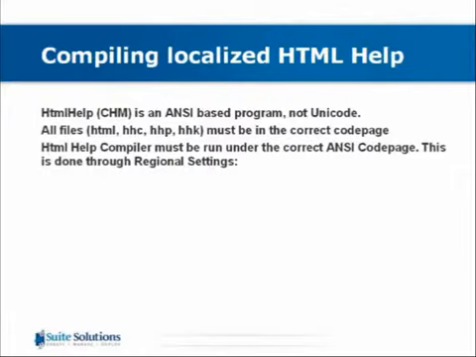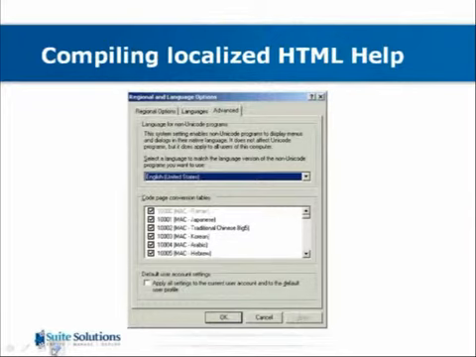So everything must be in the correct code page. You have to move everything to the correct code page, like we showed a couple of screens previous. But not only that, the HTMLhelp compiler, the one that takes all your files and compiles them and gives you that CHM at the end of the day, also has to be run under the ANSI code page. And you can do that in Windows. You can go to regional settings under your control panel and change it.